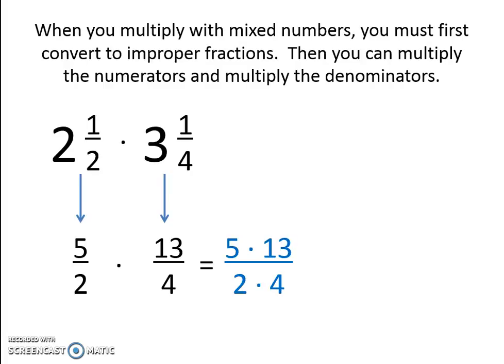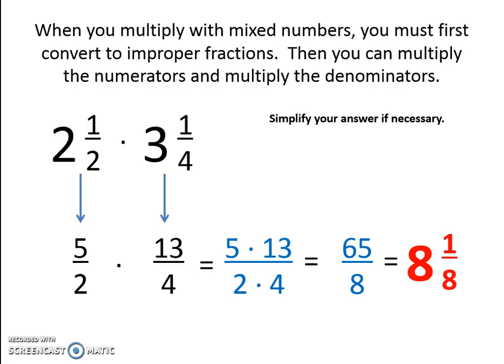Multiply the numerators and multiply the denominators. You'll get your product, but don't forget to simplify your answer. So you might have to turn it back into a mixed number. So 8 goes into 65 8 times with 1 left over, so 8 1/8.